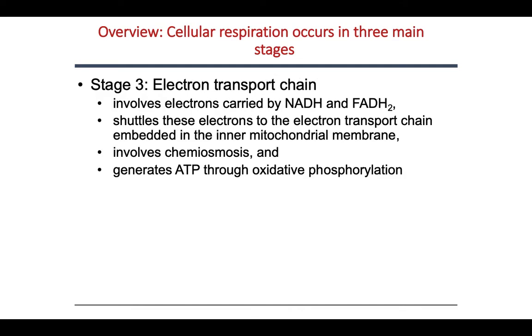And lastly, stage 3, electron transport chain. The electron transport chain involves the carriers NADH and flavin adenine dinucleotide or FAD. These protein-associated coenzymes shuttle the electrons to the ETC, or the electron transport chain, embedded in the inner mitochondrial membrane. It also involves chemiosmosis, and it generates ATP through oxidative phosphorylation.